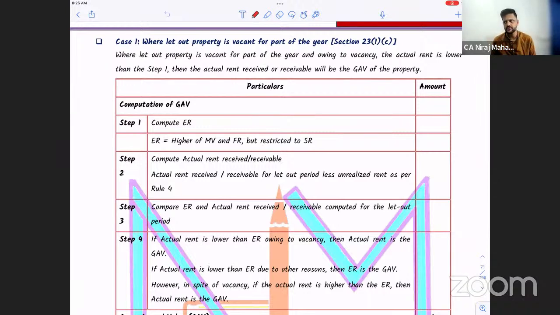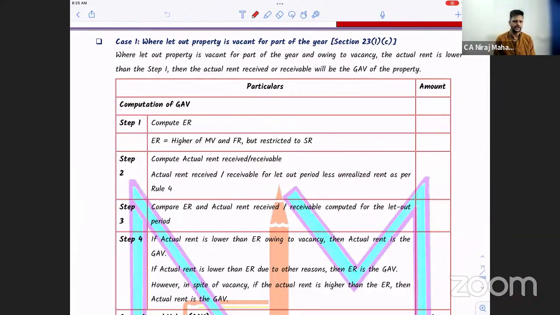Then what is the second step? Actual rent, received or receivable. From there, you can reduce what? As per rule 4, unrealized rent. That is your loss. And then what is GAV? Whichever is higher of step 1 or step 2 is your GAV. Correct? Then after NAV, what can we reduce?